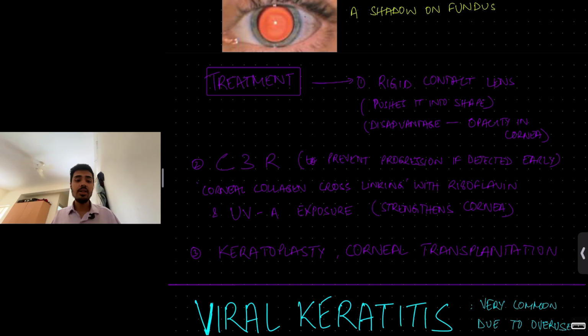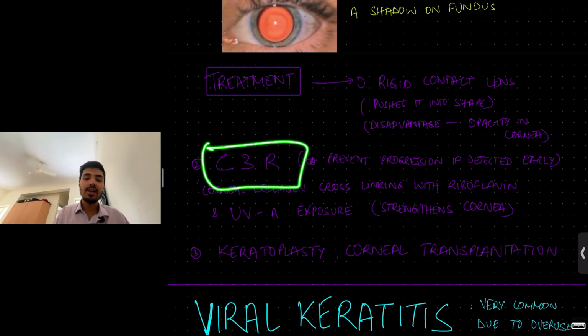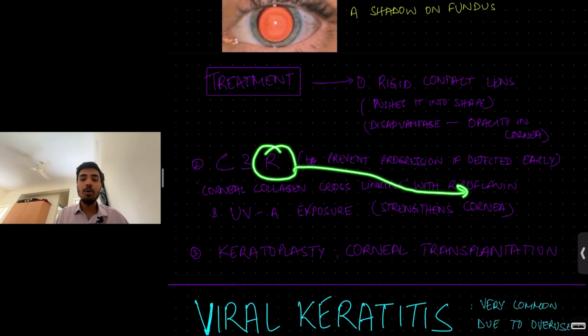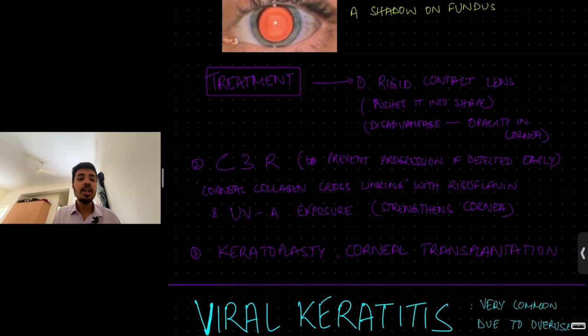Then there's another popular treatment known as C3R, three C's: corneal collagen cross-linking, with riboflavin and UVA exposure. Basically, when we do corneal collagen cross-linking with riboflavin and UV exposure, the corneal stroma gets stronger and stronger because of cross-linking of collagen fibers. So this prevents the progression of keratoconus.